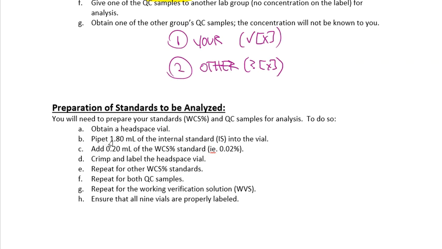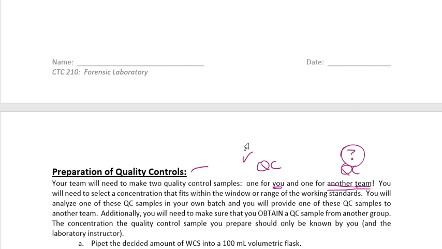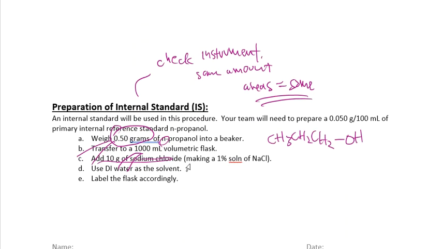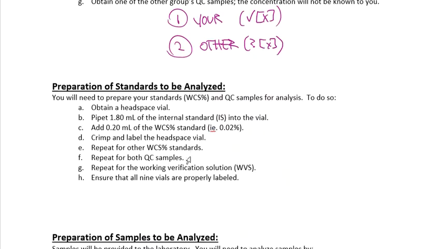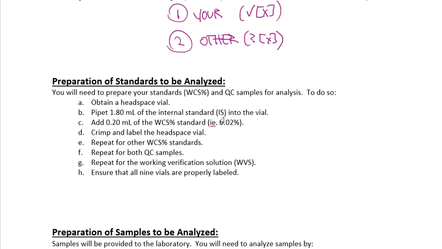Then you're going to pipette 1.8 mLs of the internal standard into the vial. So if I go back up, here's the internal standard recipe. Right there it is. So I want to make sure that I pipette that proper amount into every standard. There's my internal standard addition. Then I'm going to add 0.2 mLs of the calibration standards that I've made from that table. So I'm going to have 5, 6 different vials in each one.